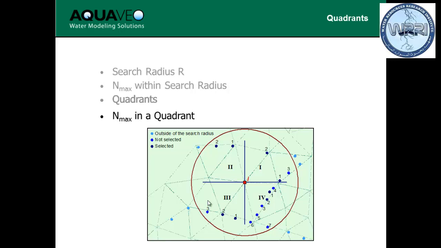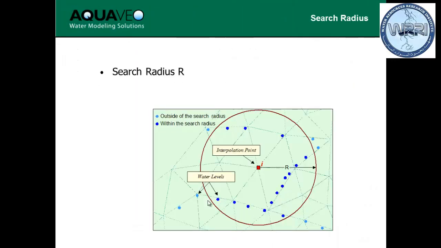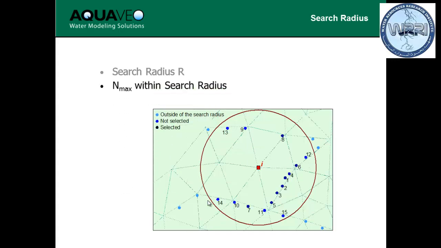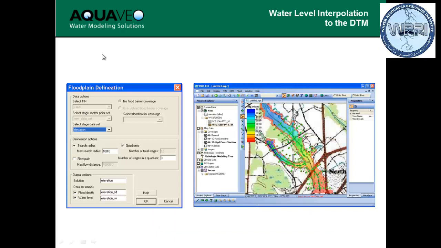In this situation, the first situation, the only closest one, will you take this value or a ratio of these values? In this situation, it has only 1 point. So you could just use all the values within this search radius. And to do that, you'd have to turn this quadrants option off and set the number of total stages to a high enough value where it gets all of those.